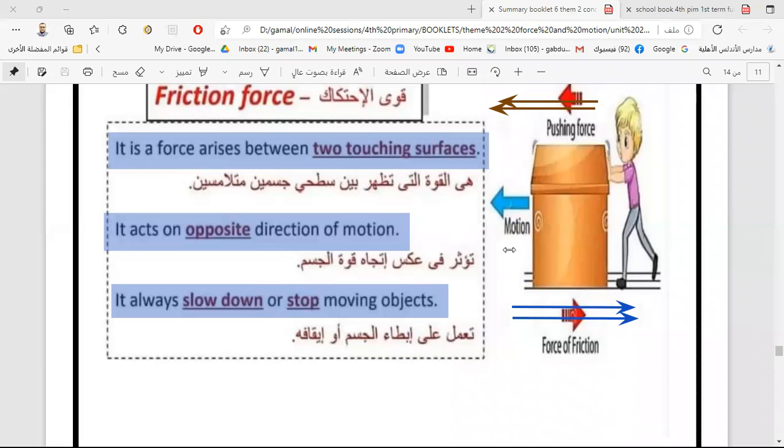Very good. Ahmad Mustafa, can you explain it again? Why, when you are riding a bike and you stop pedaling, does the bike stop after some time? Why? Ahmed, are you ready? Can you explain why, when you are pedaling a bicycle and you stop pedaling, the bike stops after some time?